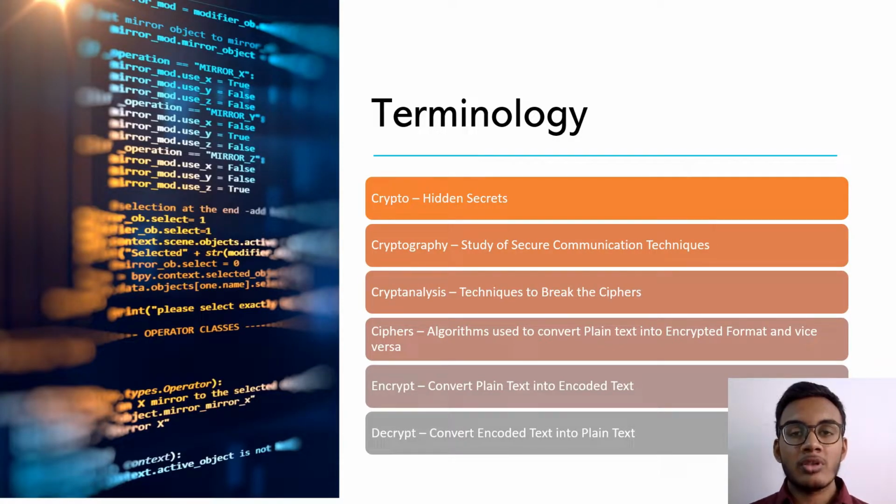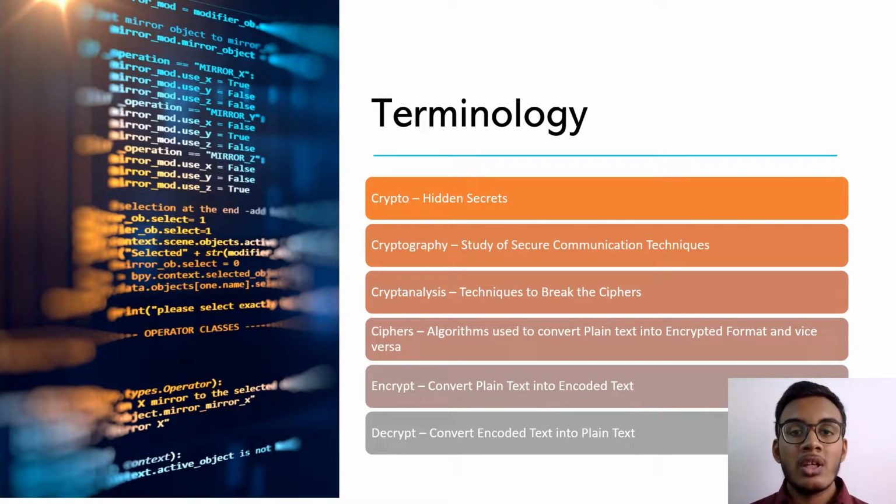In this video, we will talk about the cryptographic technology. Before discussing the cryptographic technology, let us become aware of some basic terminology that needs to be known in cryptography. Crypto means a hidden secret. Cryptography means the study of techniques that are used to secure information. Cryptanalysis means the study of techniques that are used to break ciphers.